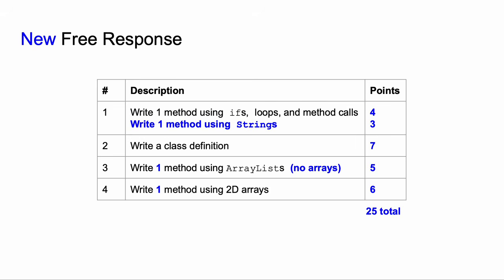Question 3 will ask students to write just one method using ArrayLists, not arrays. And question 4 will ask students to write just one method using 2D arrays. With fewer methods and points, it is likely that students will be writing less code in the new exam format.